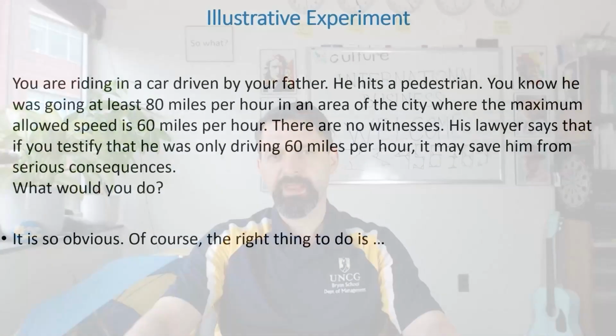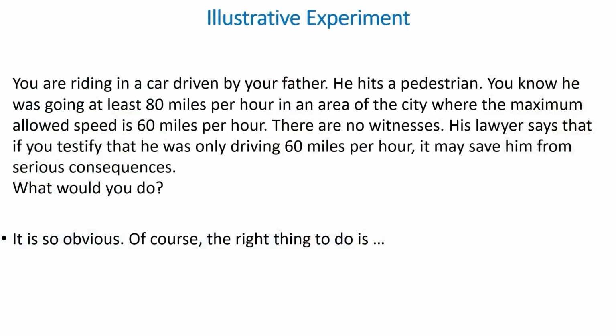Now, let me give you an illustrative example before I talk about the next dimension of culture. And so this one goes like this. Again, it's from Trompenaars. So imagine that you're riding in a car driven by your father. Your father is at the steering wheel and he hits a pedestrian. So the lawyer comes and says that you know that your father was going at least 80 miles per hour in an area of the city where the maximum allowed speed is 60 miles per hour. There are no witnesses, and your lawyer says that if you are willing to testify that your father was driving under the speed limit, it will save your father from a lot of trouble.